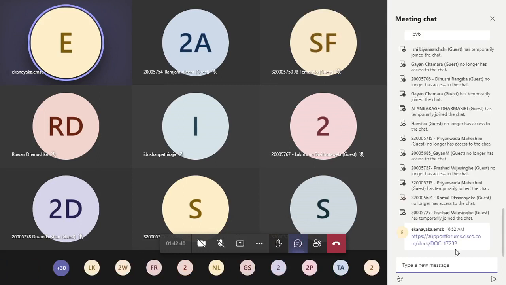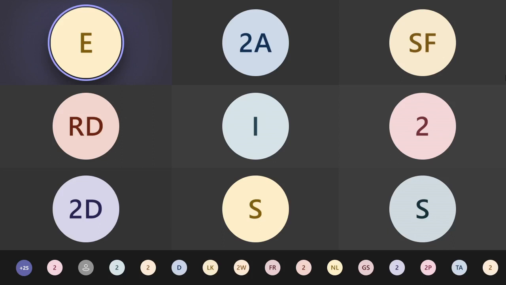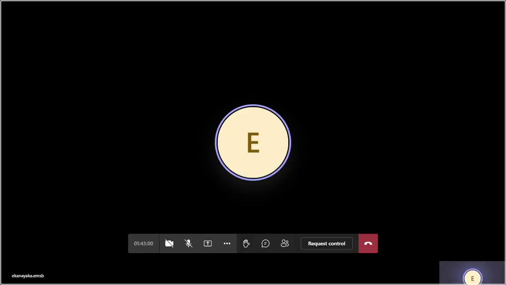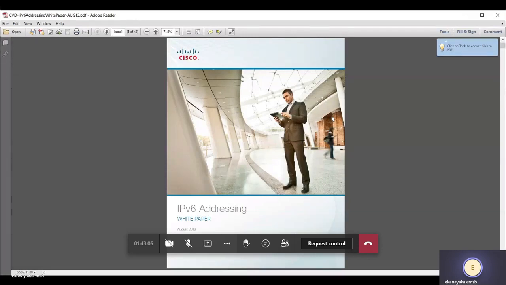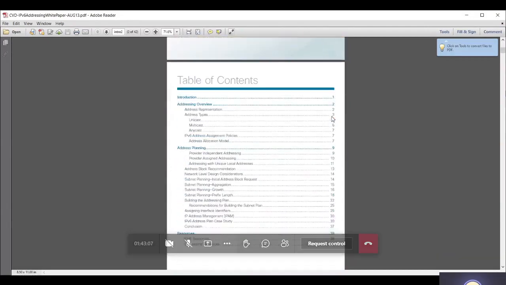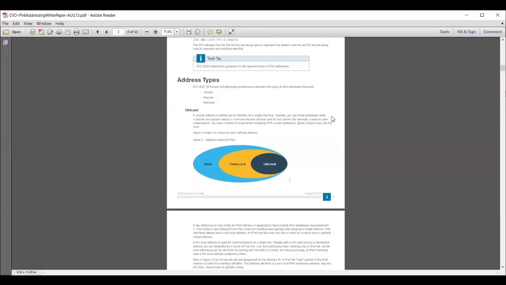And there are some other white papers also on the internet. That you can also utilize to enhance your knowledge in this area. So I'll show you that. Sometimes you may not come across these things. This is an IP version 6 addressing white paper. So these white papers can also be utilized for the enhancement of your knowledge. Right.